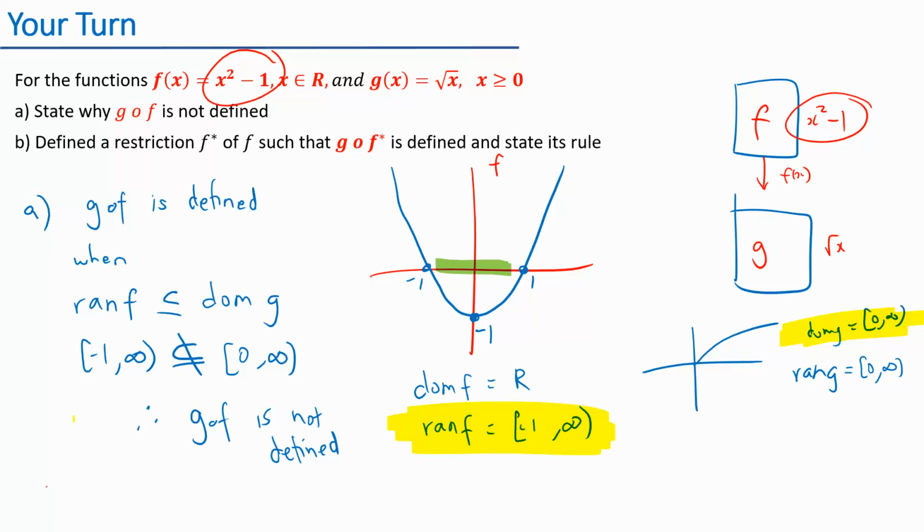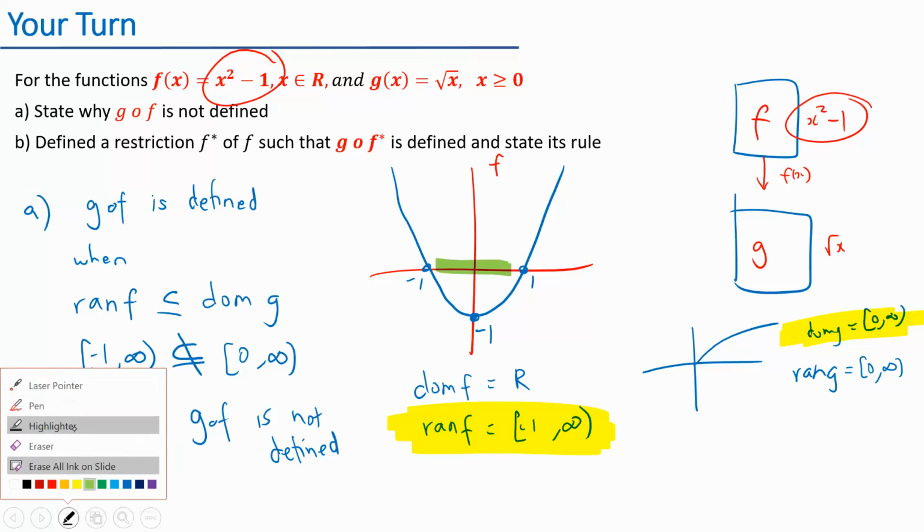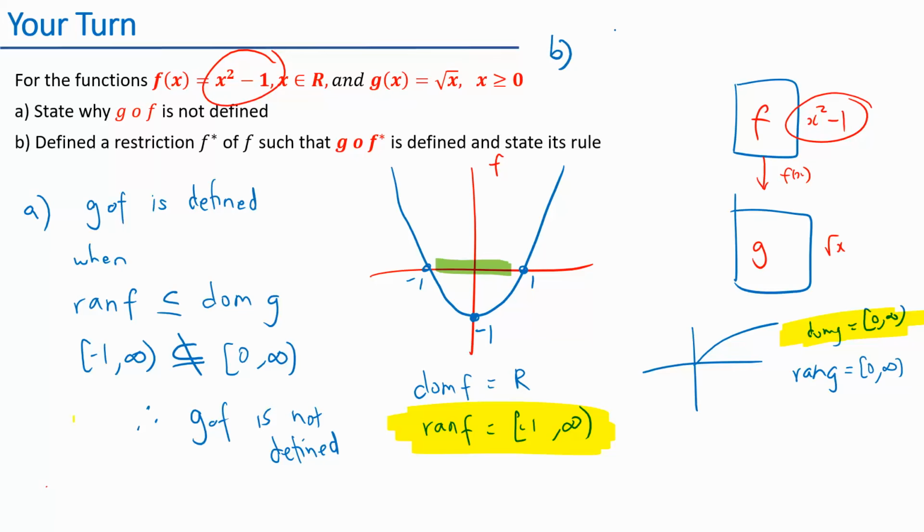So the answer for the second part here, now that you can see you don't want this section, you can have any number except for that section, then your domain should be written as in part B. You should say the domain, which they wrote as f star to represent the domain of g of f star, is now equal to R excluding -1 to 1. Or you can do negative infinity to -1 inclusive, union 1 to infinity.